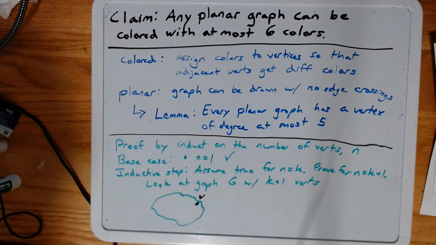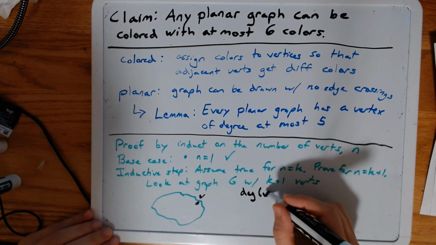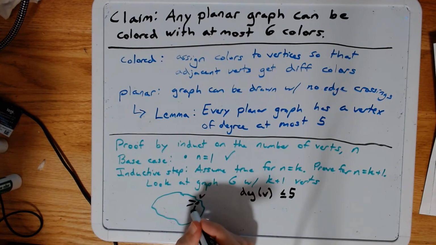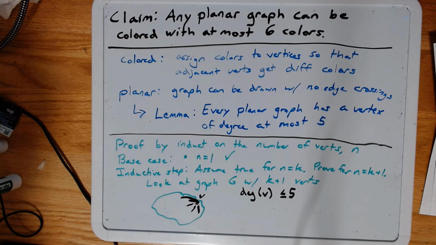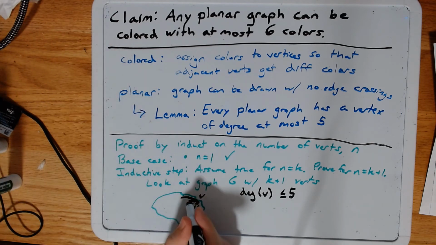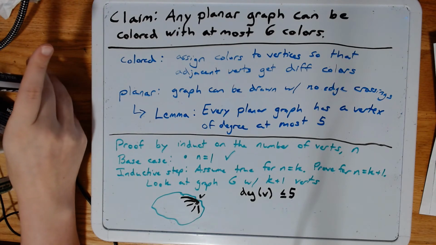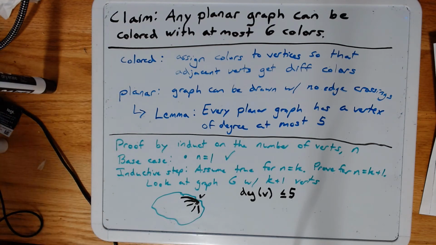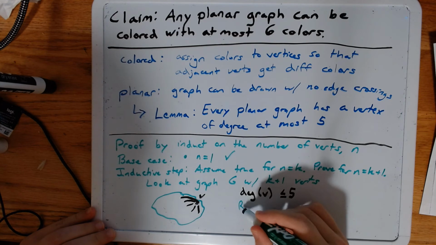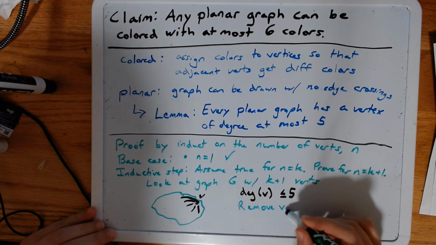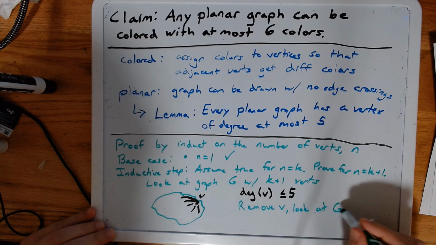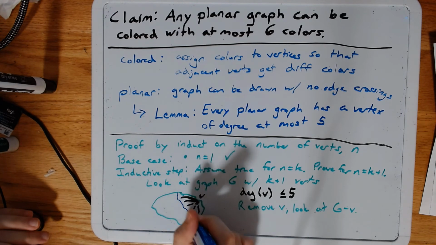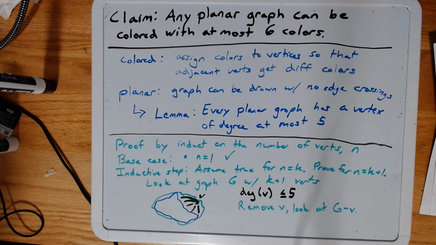This is V. What do we know about V? The degree of V is less than or equal to 5. So I'm going to draw 5 edges coming out of it. There we go, 5. I'll extend that. There we go. So now what? Well, let's remove V. And we'll look at the rest of the graph, G minus V. So what's left is everything over here, right?